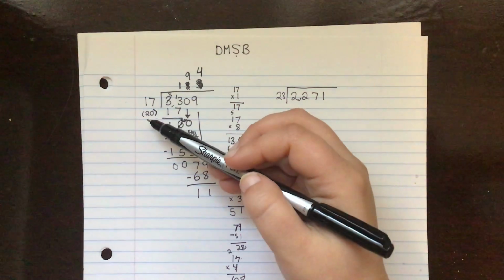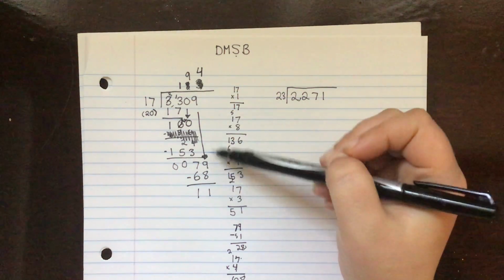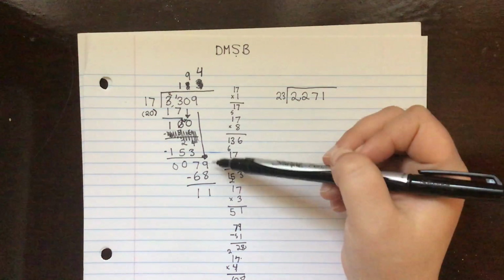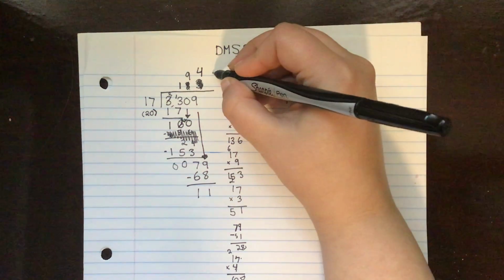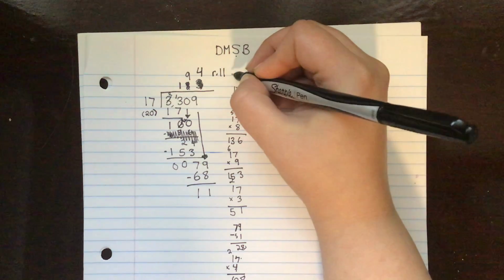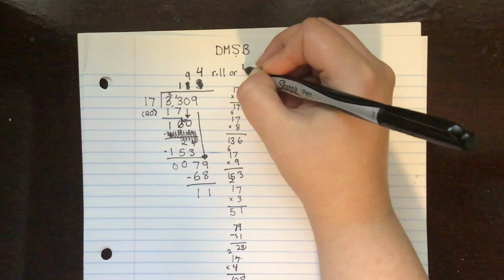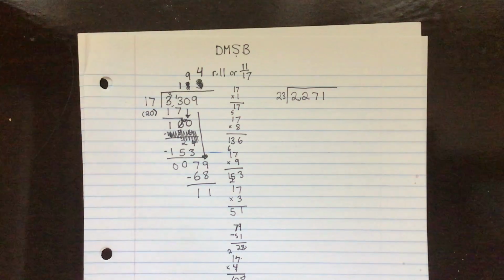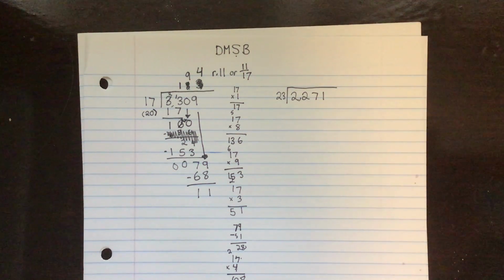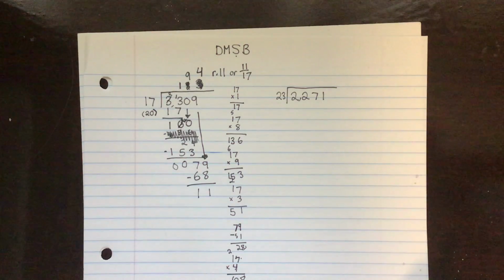11 is smaller than 17. Good. And there's no more number to bring down, so that must be my remainder. So I write my remainder one of two ways. I could write it remainder 11, or I could write it as 11 over 17. And there's my answer for my first problem, 194 remainder 11, or 11/17.